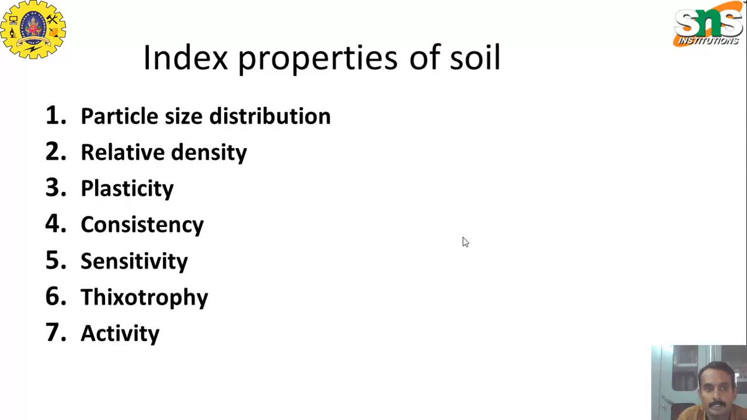So the index properties listed below are particle size distribution, relative density, plasticity, consistency, sensitivity, thixotropy and activity. Relative density holds good only for coarse-grained soil such as sand, whereas all the other properties, plasticity, consistency, sensitivity, thixotropy and activity, hold good only for fine-grained soils such as clayey soils. Particle size distribution represents the classification of soil based on various sizes.